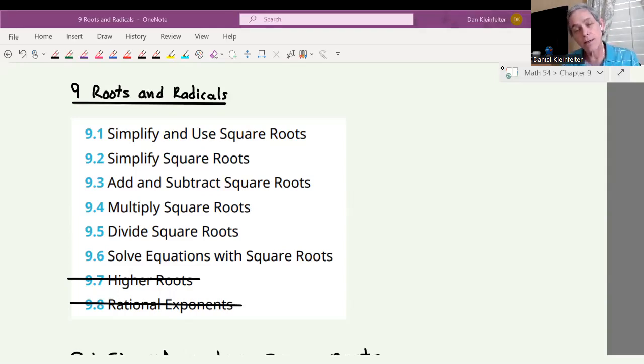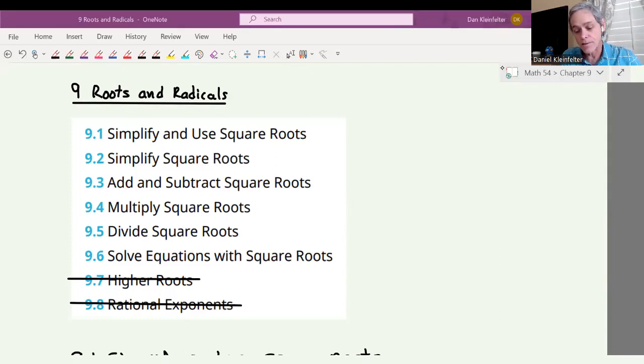The other two more properly belong in intermediate algebra, so we're just doing the first 6. 9.1 says simplify and use square roots. This chapter is about square roots. If you've heard of cube roots or fourth roots or fifth roots, we don't deal with that here. This is just going to be square roots: how to use them and how to simplify them.